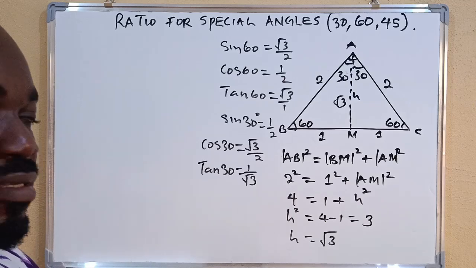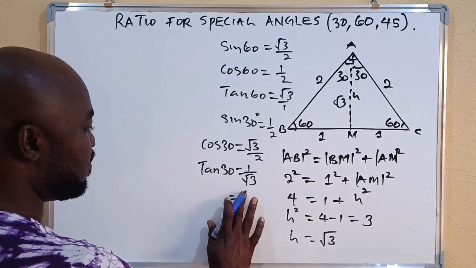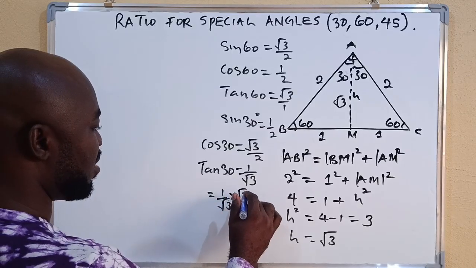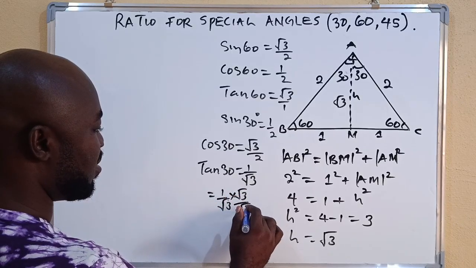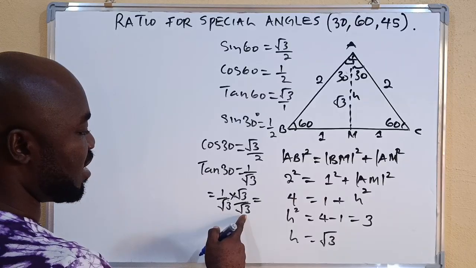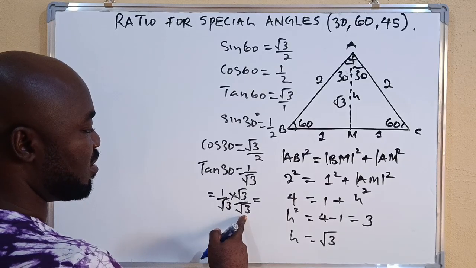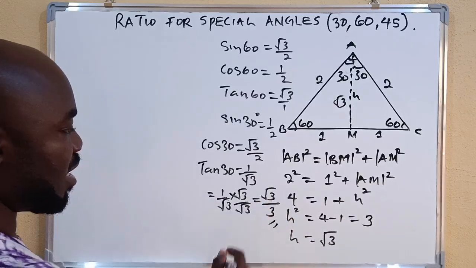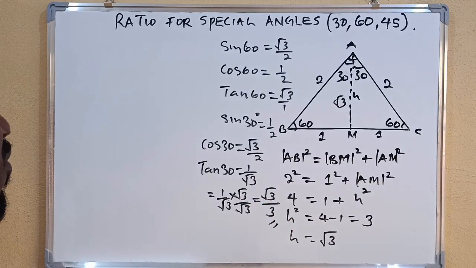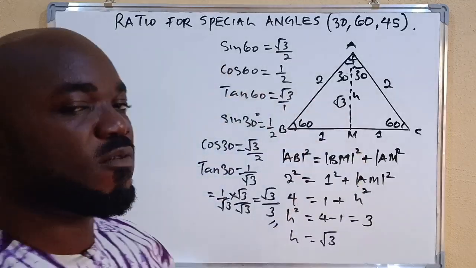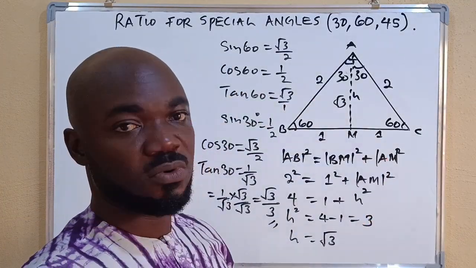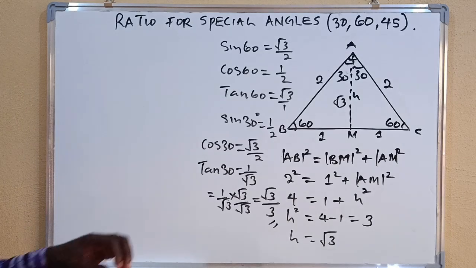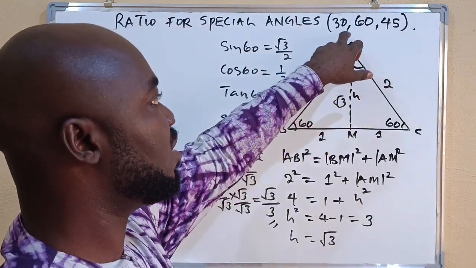And if you rationalize this, the answer will be 1 over root 3 times root 3 over root 3. And this times this will give you root 9. So the square root will be root 3 over 3. So this is tan 30. So you see how you can produce the ratios of these angles using simple Pythagoras theorem and find the ratio. So that is for 30 and 60.